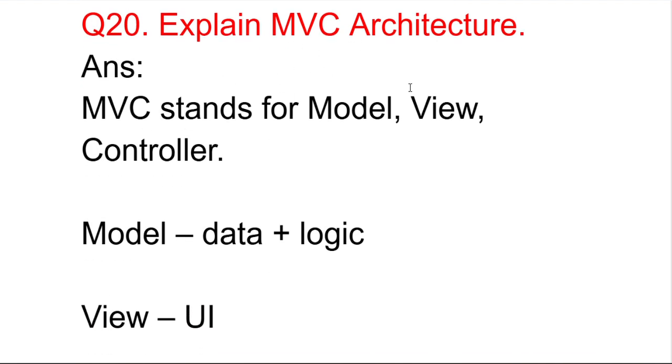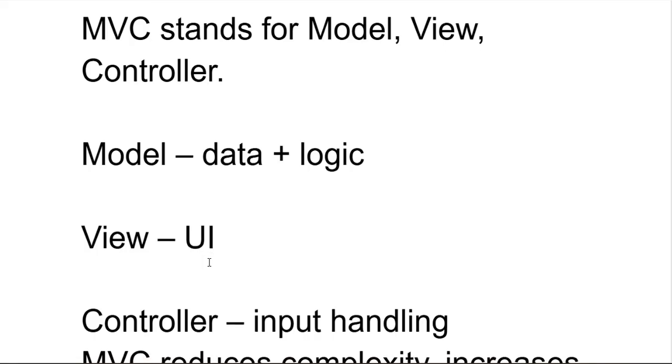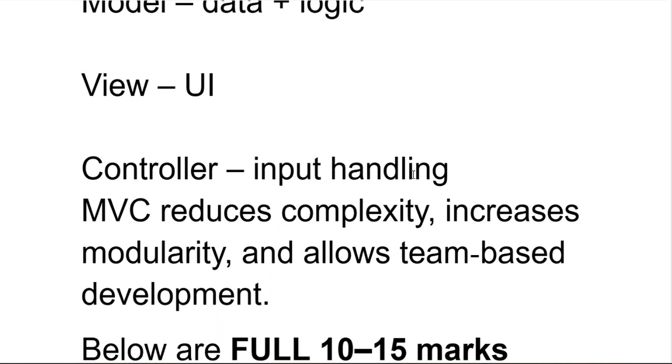what is MVC architecture? This is a very important question. So what is MVC architecture in Java? Explain MVC architecture in Java. MVC stands for Model View Controller. And model means it contains the data plus logic. And view means we all know that it contains the user interface. View means the user interface, and controller means the input handling. So simply, MVC reduces complexity, it increases modularity and allows team-based development.